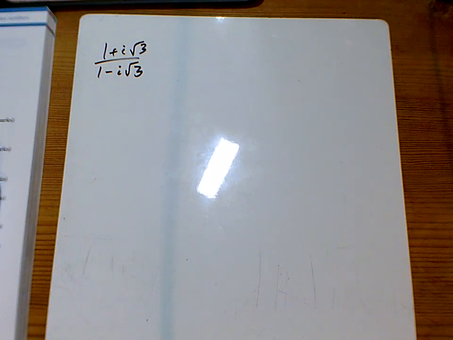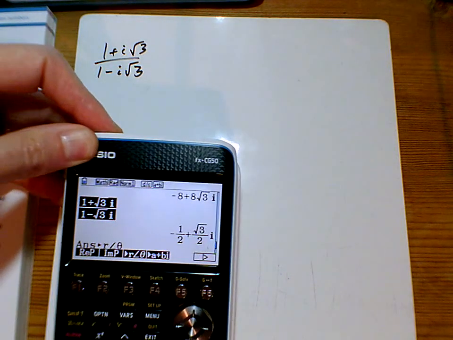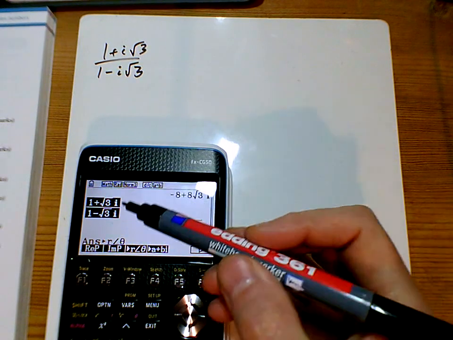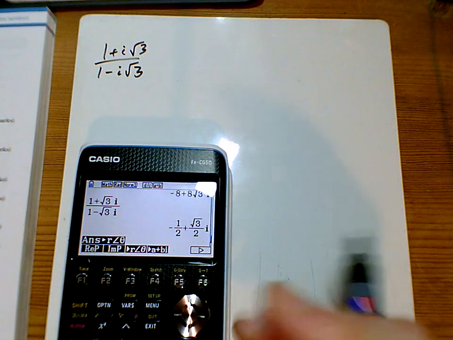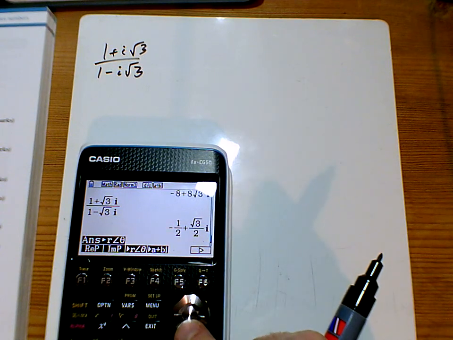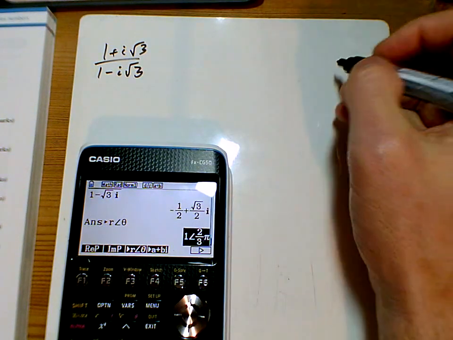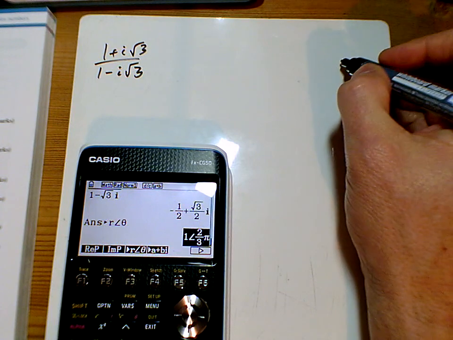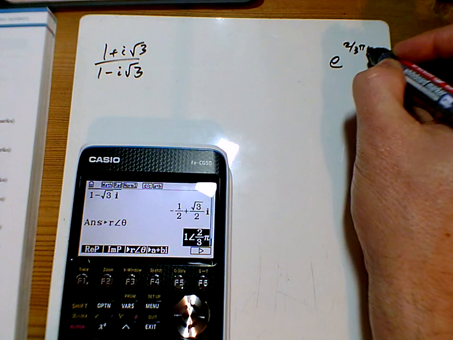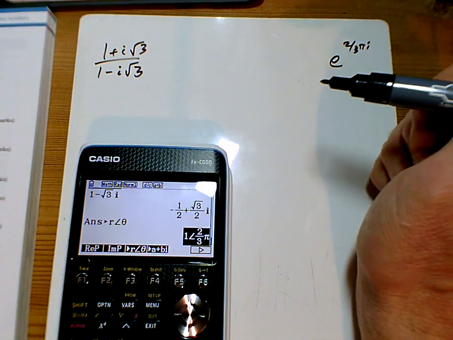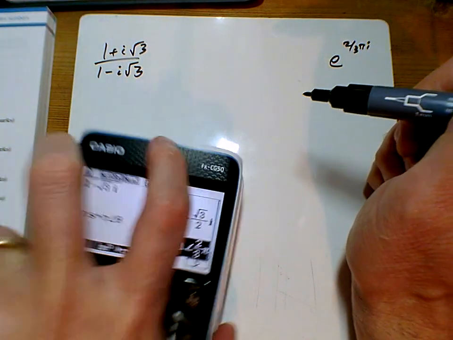So question 8, again, I really could just be doing this on the calculator, couldn't I? So I've just tapped it in as a fraction there. It's given me the answer, and then I've changed it to its r theta format. So we're expecting this to be 1, so just e to the 2/3 pi i is the answer we're aiming for. Should we do it in longhand?